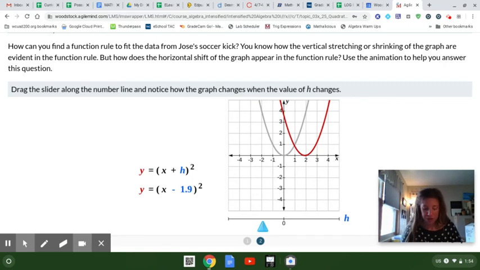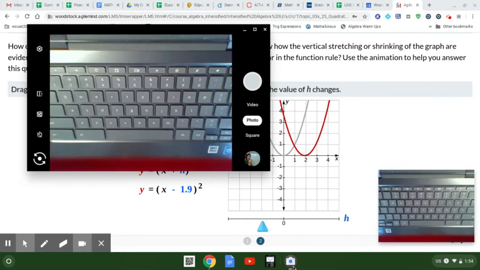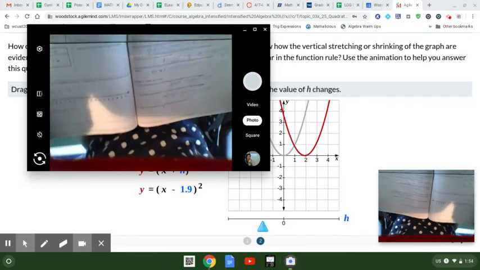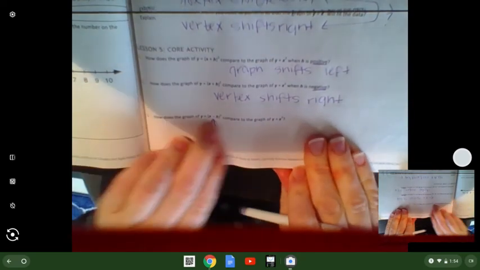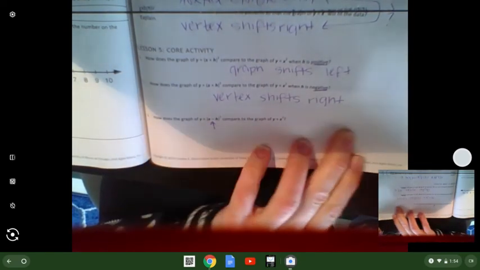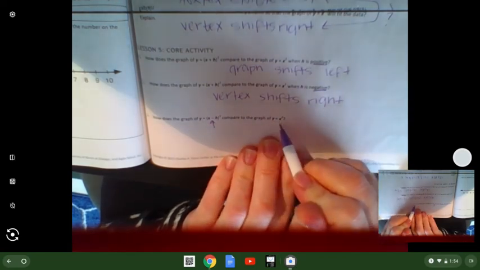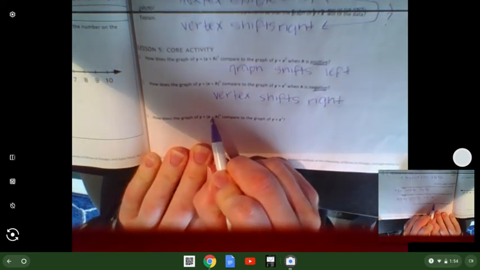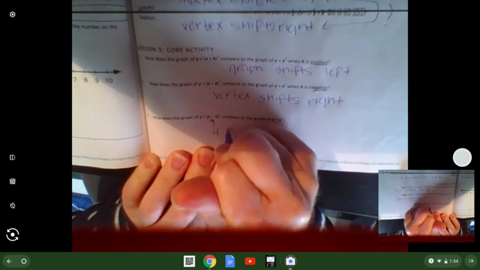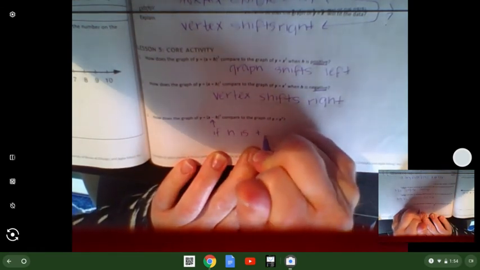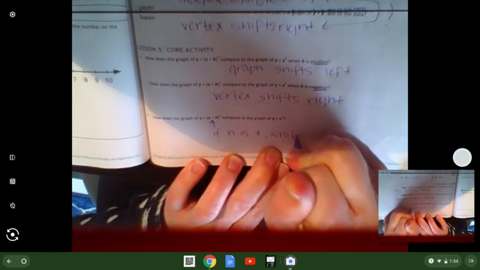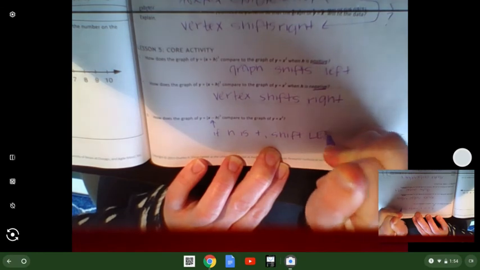So answering question 3. How does the graph of x minus h squared compare to the graph of x squared? Actually, I will flip this around so you can see it now. Again, my PDF, if you want to see any of this in more detail, is available on Canvas. How does the graph of x minus h squared compare to the graph of just x squared? Notice no h here, meaning I haven't moved left or right. So if h is positive, we shift, remember, backwards than what we think it's going to be. We shift left.